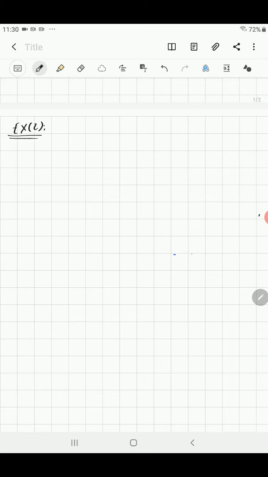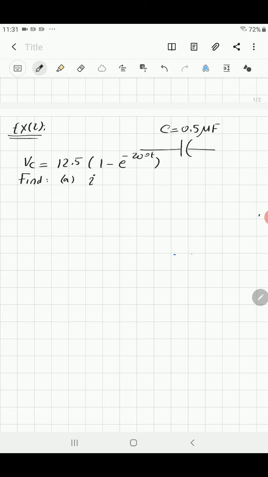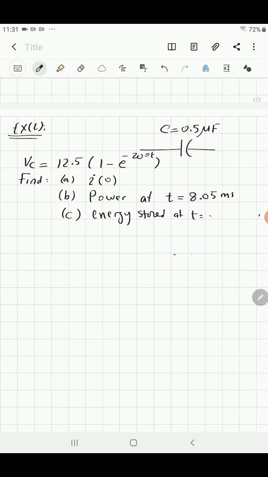In this example, it's given that a capacitor C is equal to 0.5 microfarad, and the voltage across the capacitor is equal to 12.5 times (1 minus e to the minus 200t). It's required to find: A, the current in the capacitor at time equals 0. B, the power delivered to the capacitor at t equals 8.05 millisecond. C, the energy stored in the capacitor at t equals 8.05 millisecond. Okay.